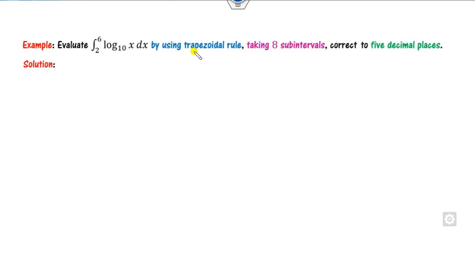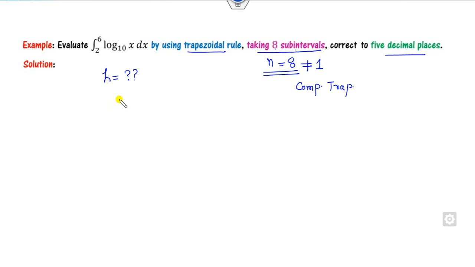Okay, now again the trapezoidal rule, but taking n as 8 sub intervals. So n is 8, given to you, but h is not given to you. Fine. Now since n is not equal to 1, we are using the composite trapezoidal rule. So what is a? a is my lower limit, b is my upper limit. What is my f(x)? The function value is log 10 x.